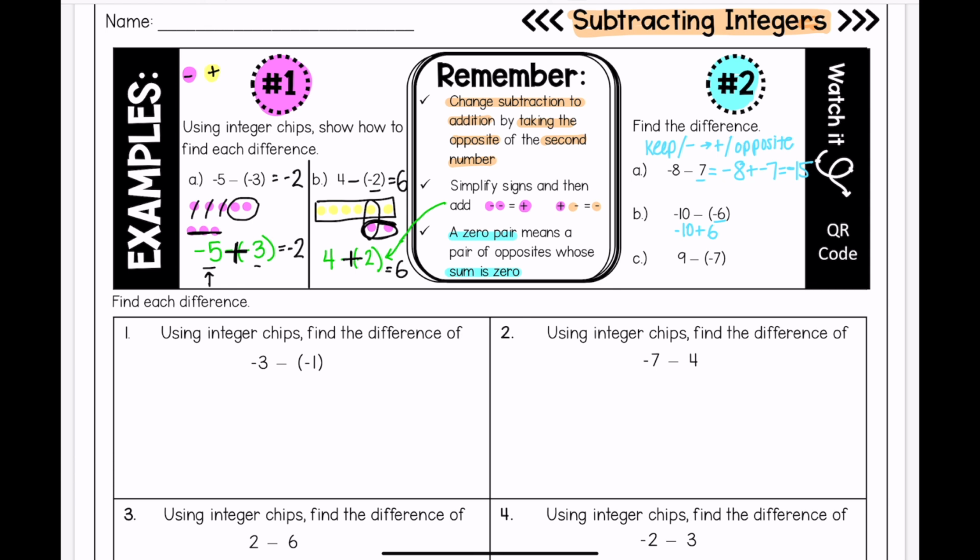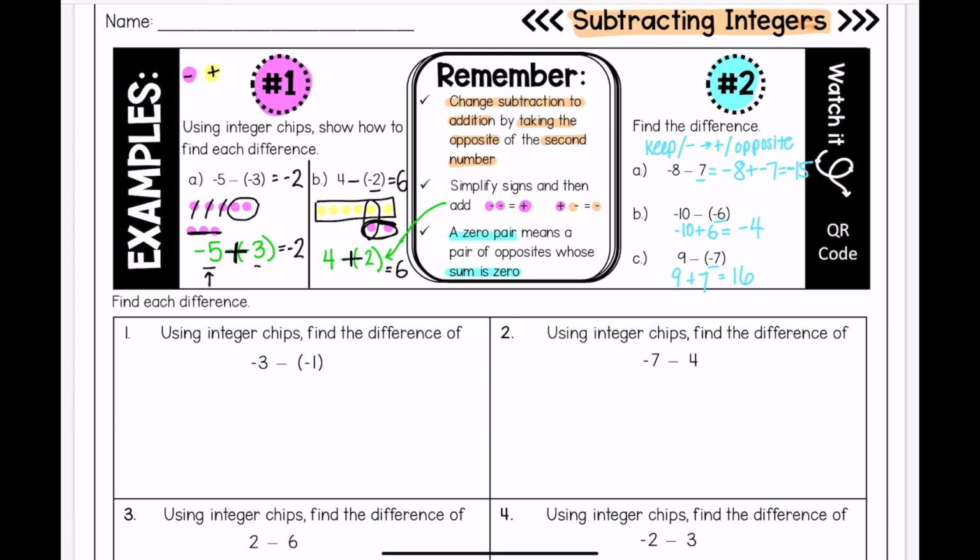If I change this next one to addition, it becomes -10 plus the opposite of -6, which is 6. -10 plus 6, those are different signs, so I subtract them and take the sign of the larger absolute value. That would be -4. The last one: keep, change the subtraction to addition, opposite of -7 is 7. This problem turned into 9 plus 7, which is 16.